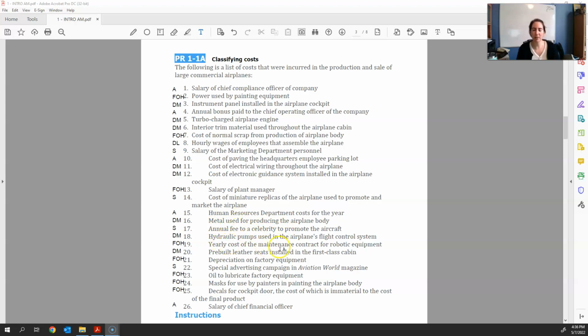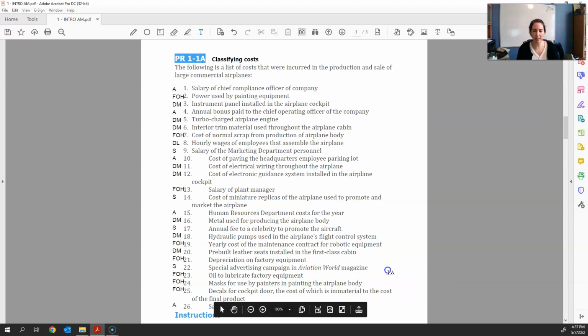Factory yearly cost of the maintenance contract, factory overhead, all right. It's part of the overall product cost of maintaining the equipment there, right? Your equipment in your factory has to be maintained. Leather seats, direct material. Depreciation on factory equipment, factory overhead. Special advertising campaign, sales expense. Oil to lubricate factory equipment. It's probably not worth quantifying oil, so that's factory overhead. Decals for cockpit door, it tells you the cost is immaterial, so that's factory overhead.